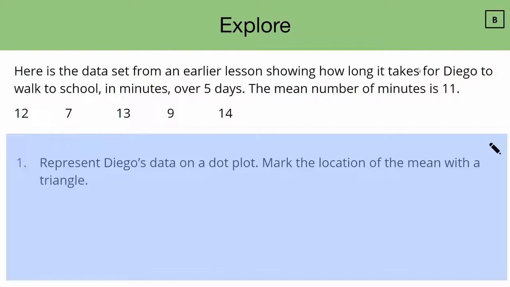Now today we're going to be looking at Explore Part B. Please pause this video, read the story to yourself, and then we will read it together.